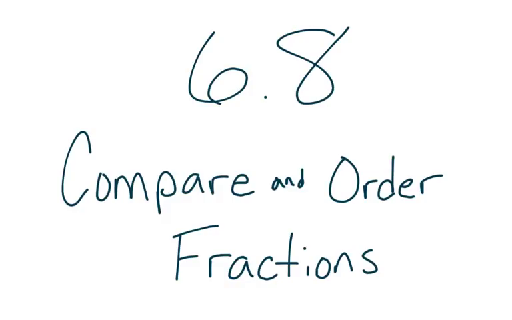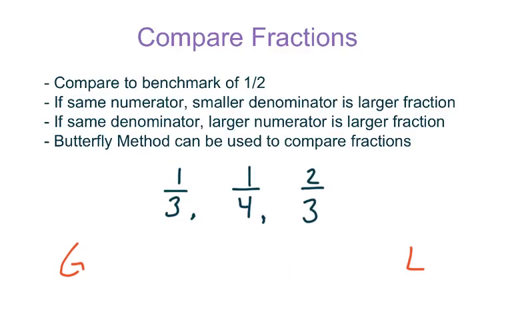Last lesson focused on comparing fractions. This lesson is going to focus on comparing and ordering fractions, so we're going to be comparing more than two fractions. Just a little reminder, one way that we can compare fractions is by comparing them to our benchmark of a half. If a fraction has the same numerator, the smaller denominator is the larger fraction. If it has the same denominator, the larger numerator is the larger fraction. And then the butterfly method can be used to compare fractions as well.